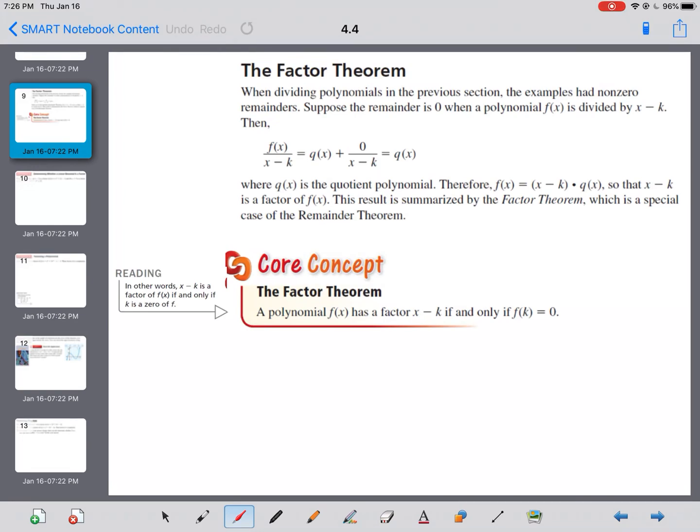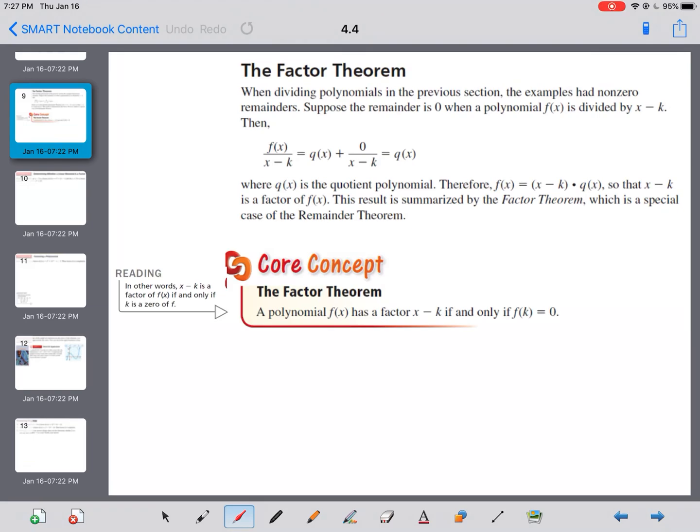So we've got some math speak up here at the top, which is f of x divided by x minus k. We've talked about that when we did the remainder theorem. Some polynomial divided by a linear polynomial, x minus k, equals the quotient plus 0 over x minus k, which is just the quotient. If you get a 0 for the remainder, 0 divided by anything is just 0. Basically what this is saying is that if you divide a polynomial by a polynomial and the result is a remainder of 0, then it is a factor of that polynomial.